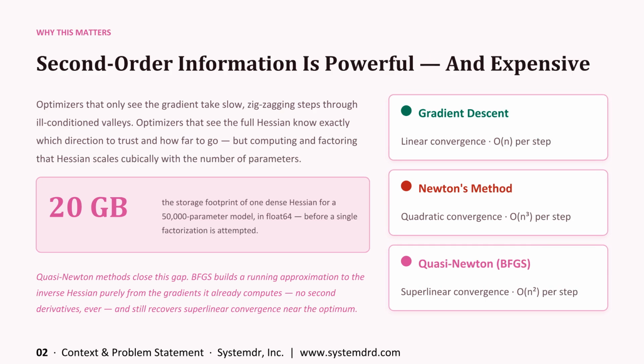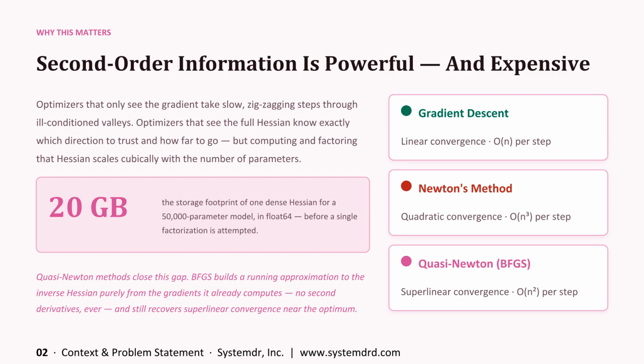Here's the tension at the heart of numerical optimization. An optimizer that only looks at the gradient, plain gradient descent, is cheap. Each step costs O of n, where n is your number of parameters. But it's also nearsighted. On any loss surface with narrow, curved valleys, it zigzags back and forth instead of moving efficiently toward the minimum. That means slow, linear convergence, and often a lot of iterations.